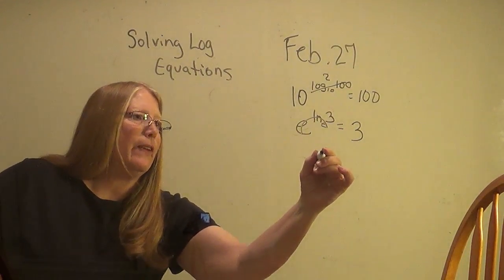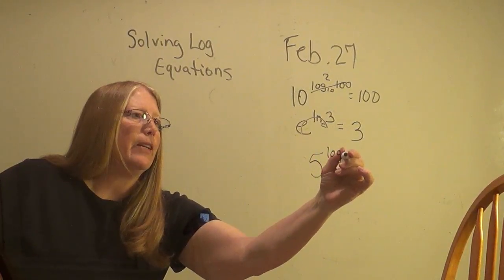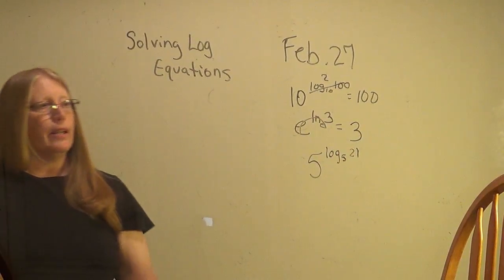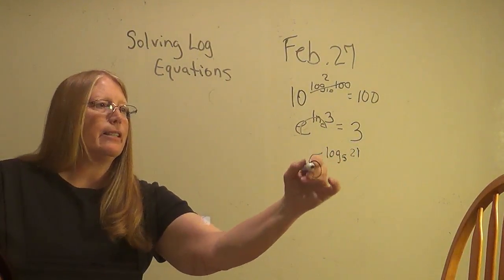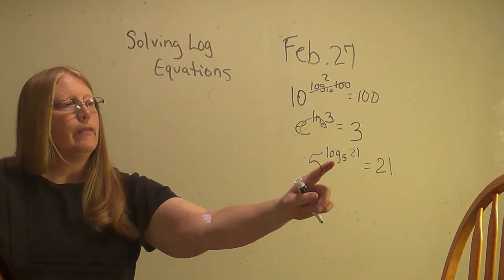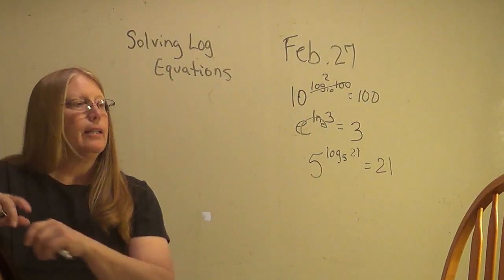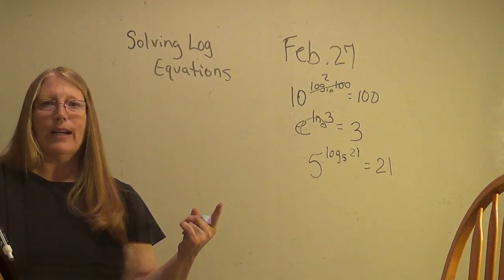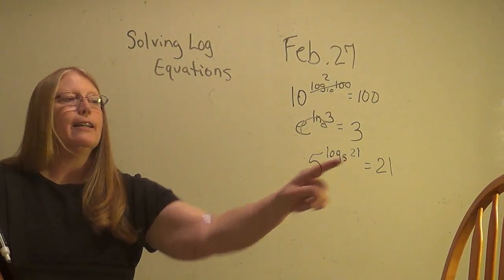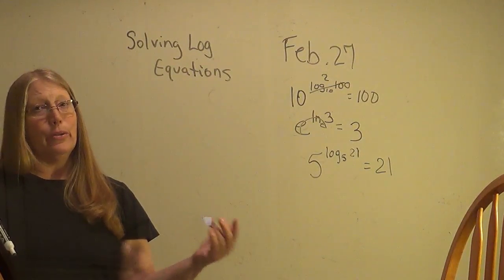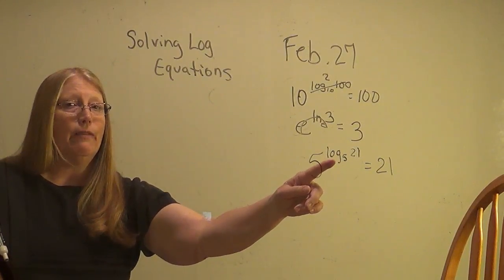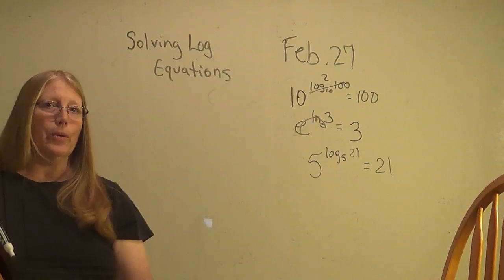We'll do one more. We'll say 5 raised to the log of base 5 of 21. So what is that? It's as if this undoes this, and we get 21. So we're raising 5 to some exponent to get 21. It's not 1, because 5 to the 1 is 5, too small. 5 to the 2 is 25, too big. So it's somewhere between 1 and 2, closer to 2. I'm not sure what the exponent is, but if I raise 5 to that exponent, I will get 21.